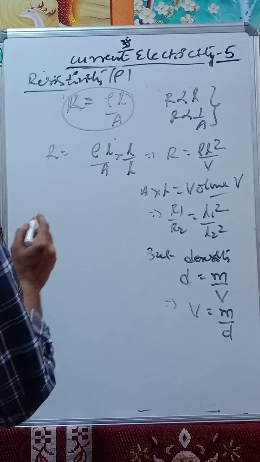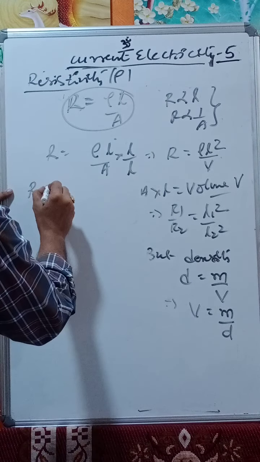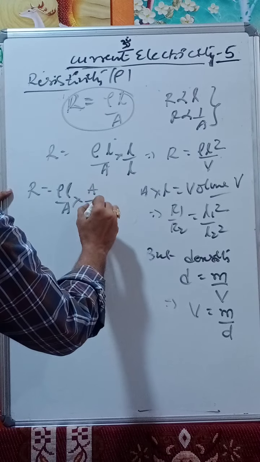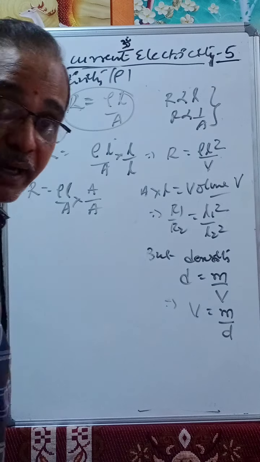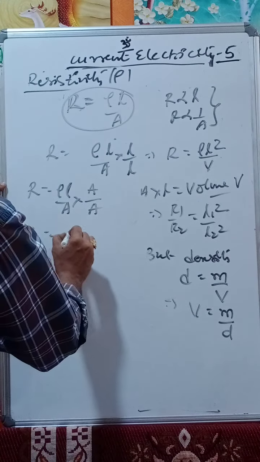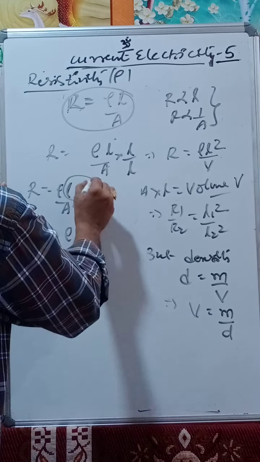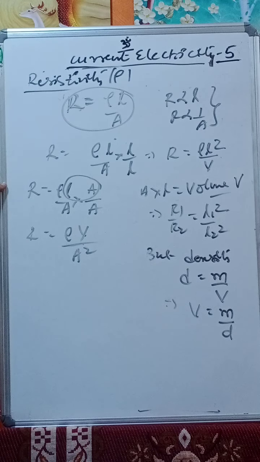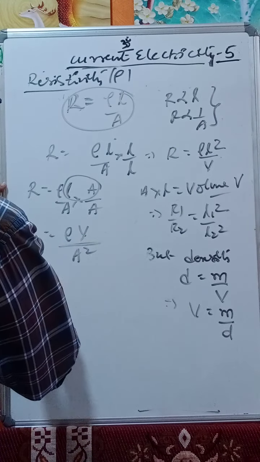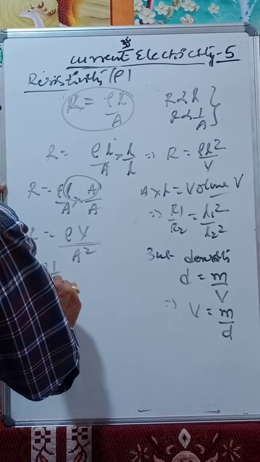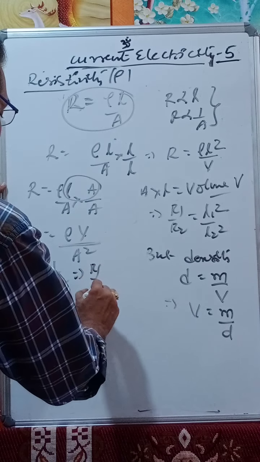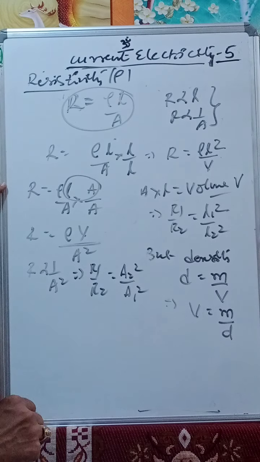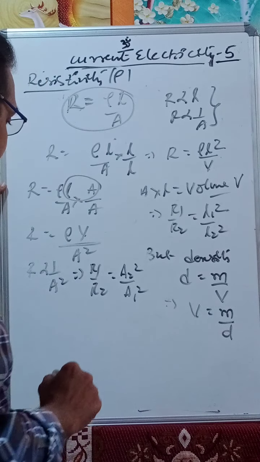Similarly, for R is equal to rho L by A, we multiplied by L by L. Now multiply with A by A. Then what happens? R is equal to rho L into A, which is volume V, rho V by A square. Therefore, R is proportional to 1 by A square, which implies R1 by R2 is equal to A2 square by A1 square.